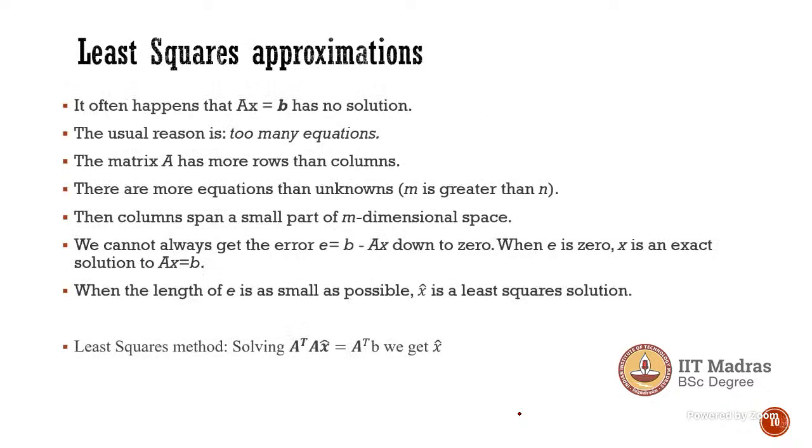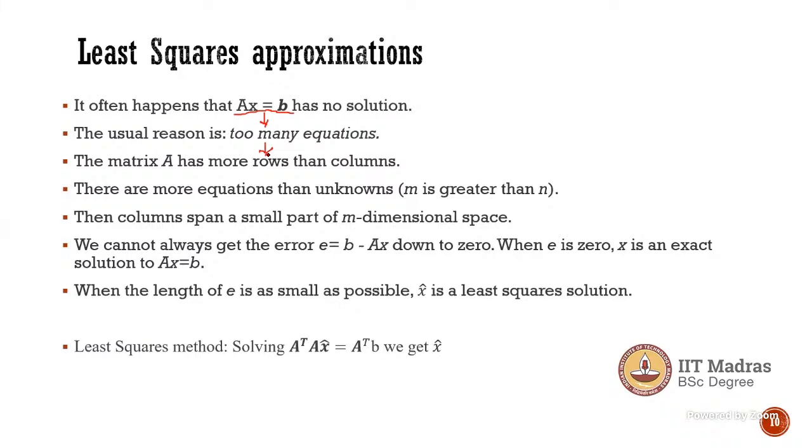The last topic is least squares approximation. So why do you have this least square approximation? Oftentimes, the equation AX equal to B has no solution. Why does it have no solution? That is because there may be too many equations, because there may be more rows than the number of columns.